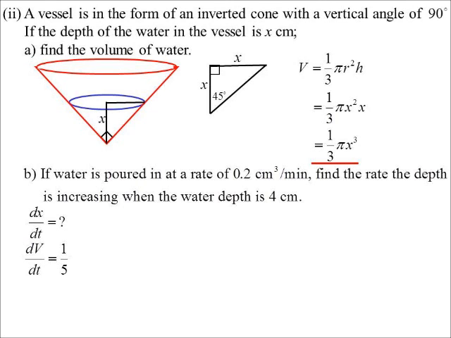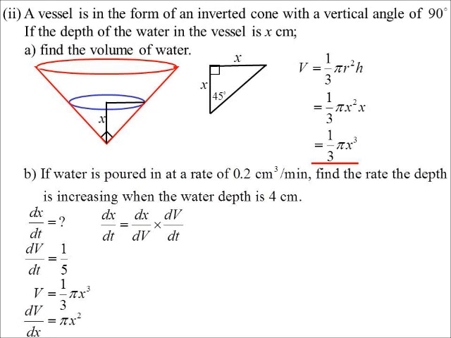So if I want to get dx/dt, I've got dV/dt. If I can get a link between V and x, and that was the point of the first question, we've now got a link between V and x, I can create my derivative. dV/dx would be pi x squared. We should be able to link it all together. So dx/dt will be dx/dV times dV/dt.